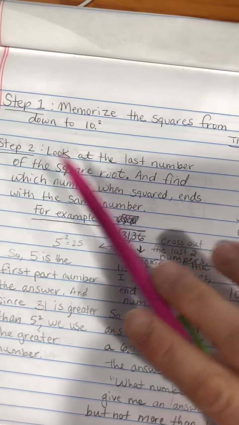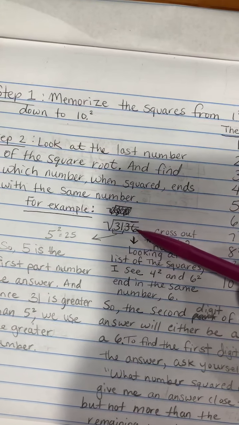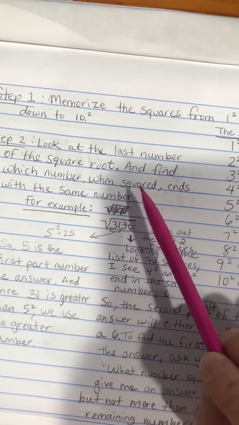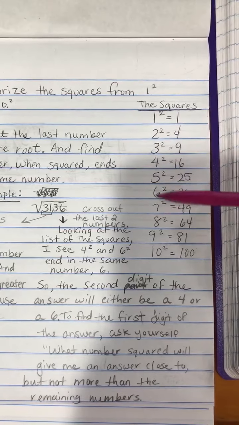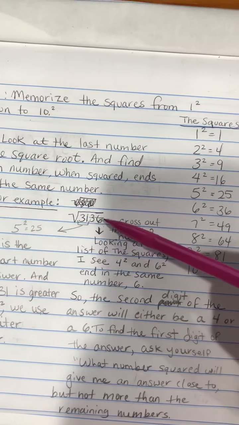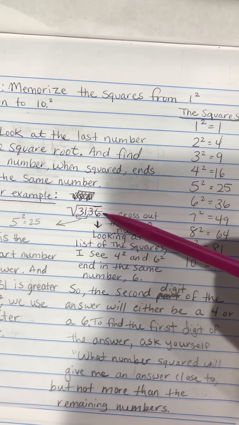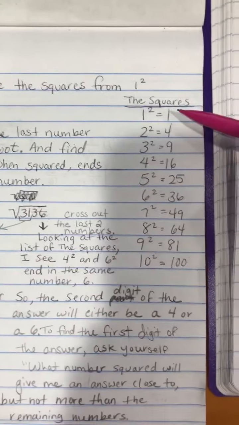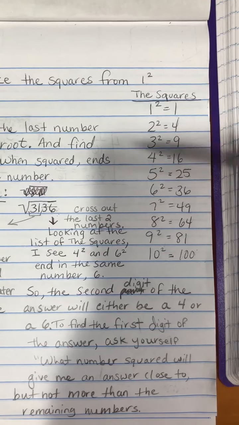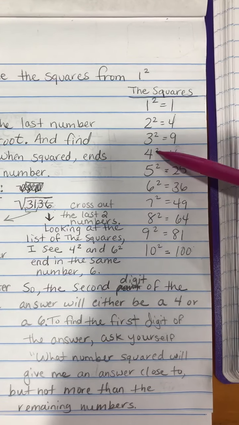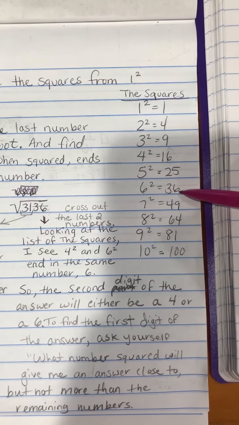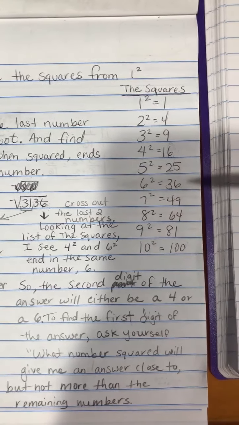Step 2, look at the last number of the square root. So in this case, the last number or digit is 6, and find which number, when squared, ends with the same number as this last number here. So again, it's a 6. I'm going to go back to the squares, and I'm going to look for which square ends in a 6. So we have 4 squared ends in 16. That's 1. We also have 36. Okay, and that's 6 squared.